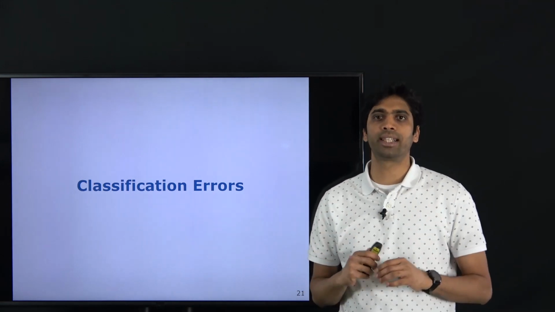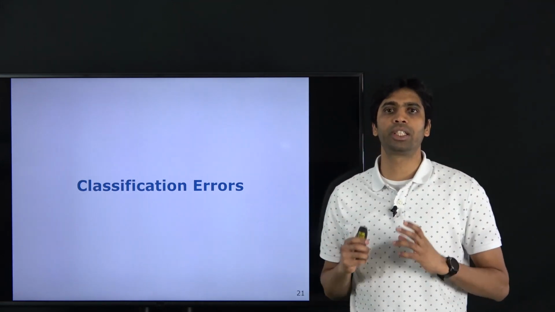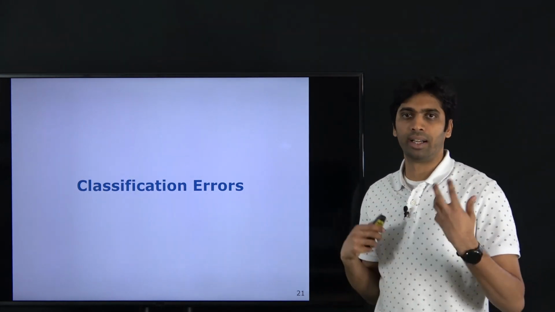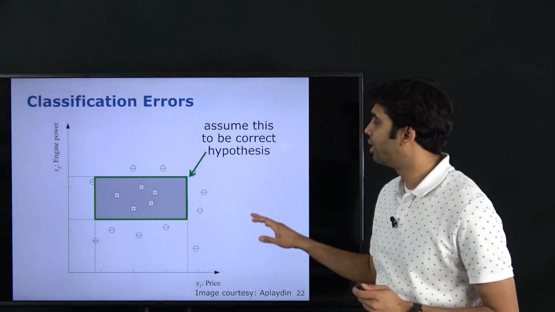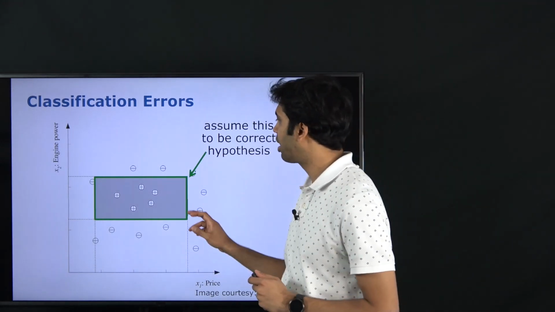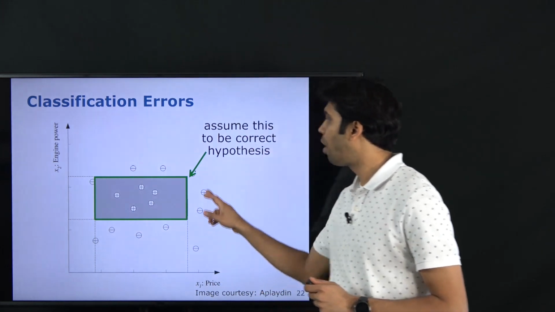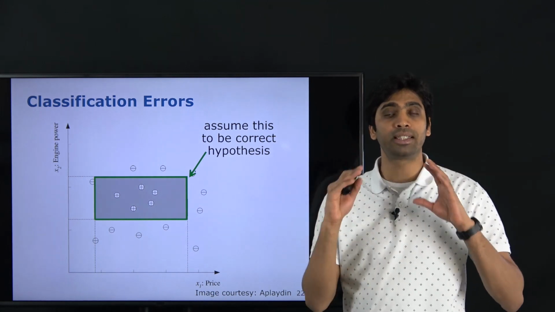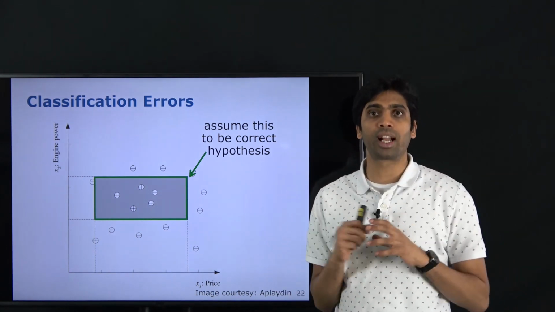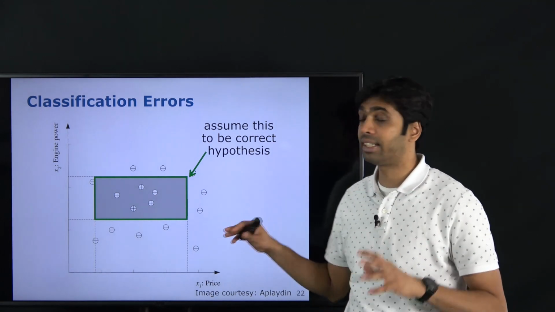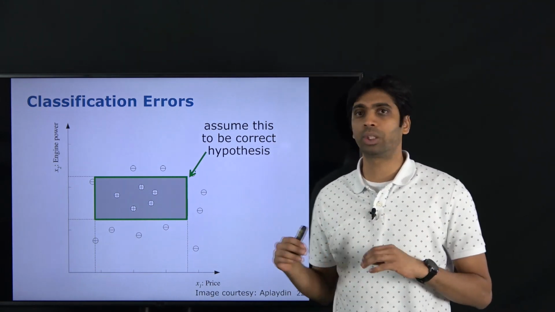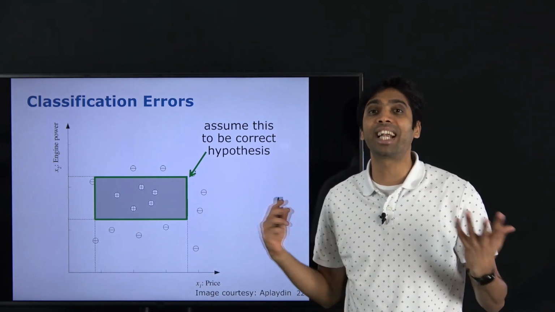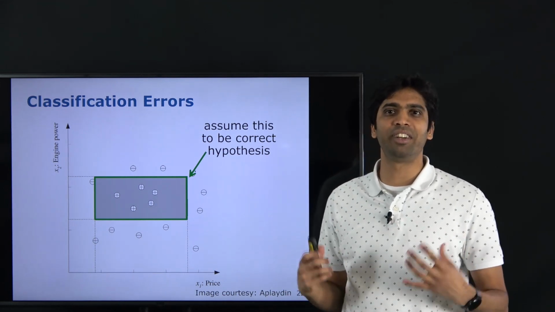Let's continue with this example and get familiar with the terminology that's often used while evaluating a classification system in practice. Again, let's assume the same family car example, and this green box that is drawn here is, let's say, the correct hypothesis. This is the ground truth classifier. It's something to remember that in practice, we don't have access to this ground truth box. If we had access to it, then that itself would be our classification system and we wouldn't need to worry anymore.